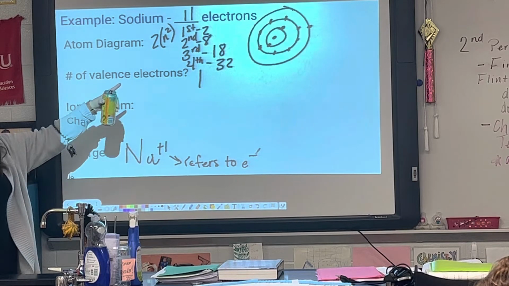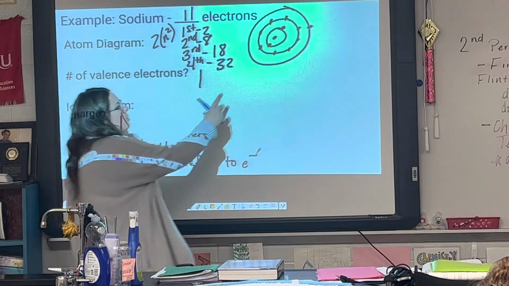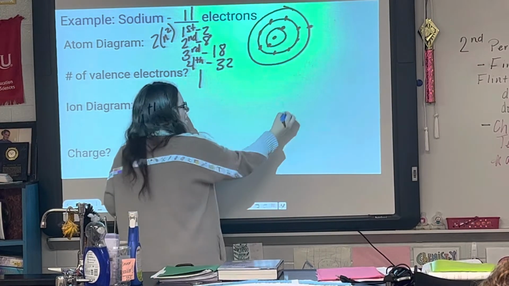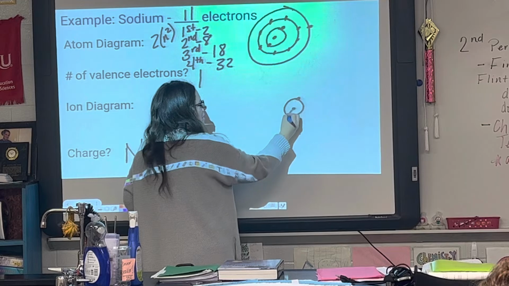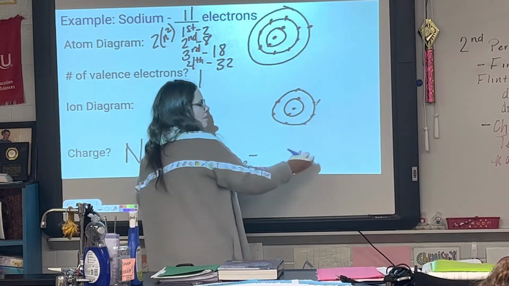So which one am I going to lose up there? The outer one, right? So this outer one drops off. So for my ion diagram, I just have 2 in my first, 3, 4, 5, 6, and 8 in my second.